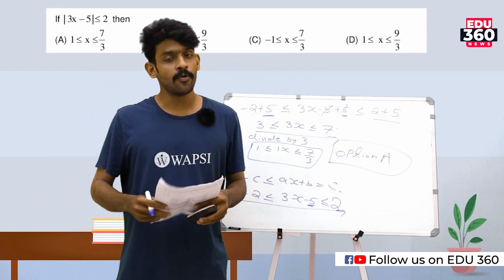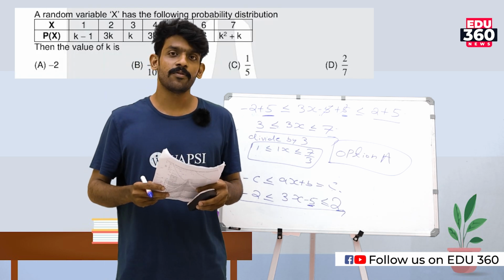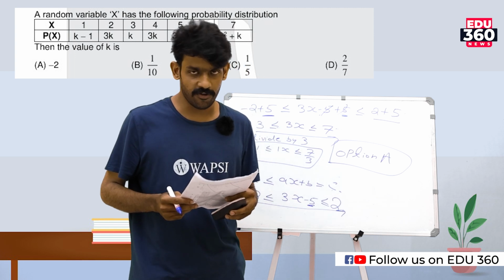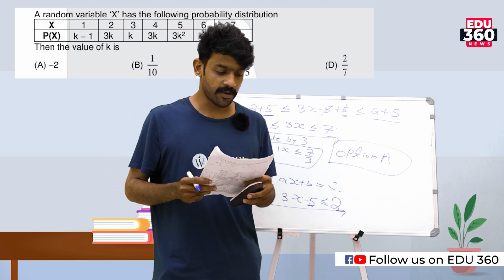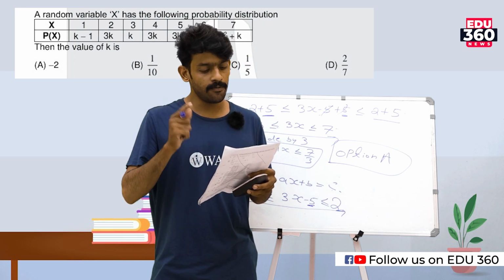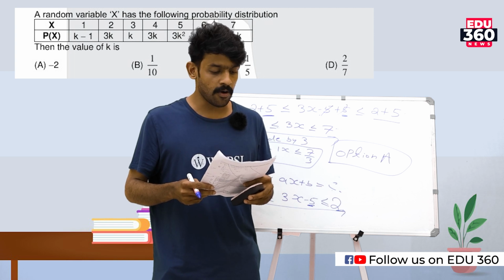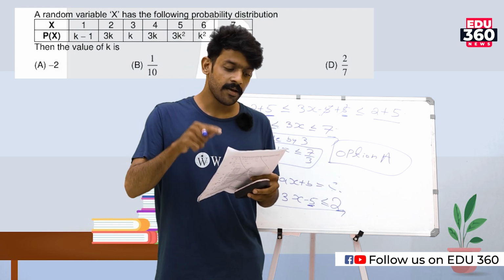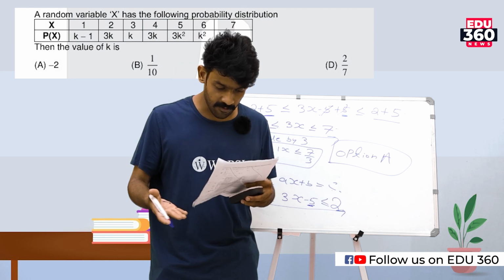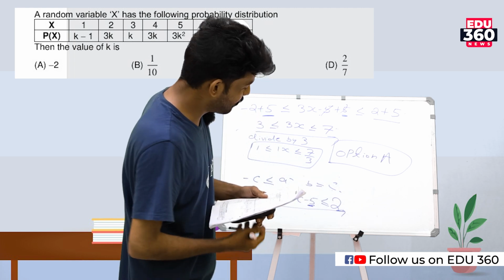Okay, so now we can move to the second one. Just look at the second question. The second question is that a random variable x has the following probability distribution. The first row shows the values of x, that is 1, 2, 3, 4, 5, 6, 7. And for the second row, it's given p of x. You can see k minus 1, 3k, k, 3k, 3k square, then again k square, and the last one is k square plus k.